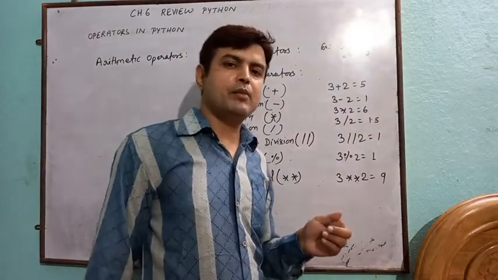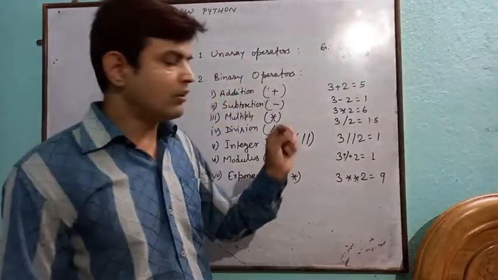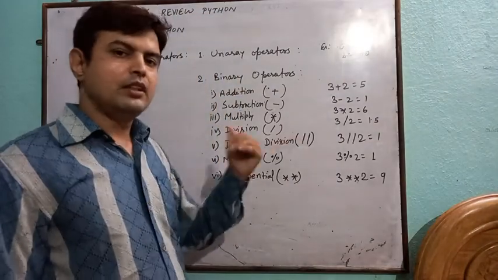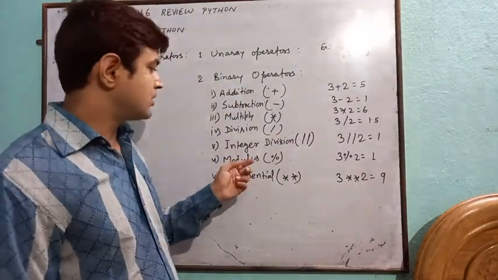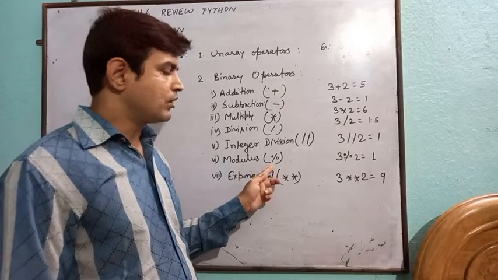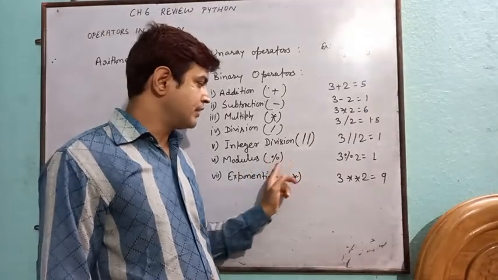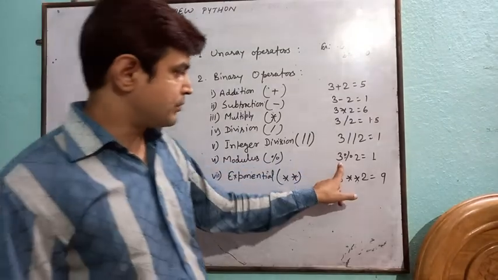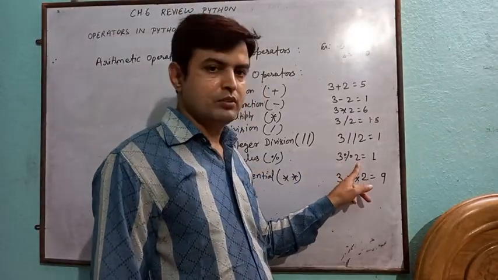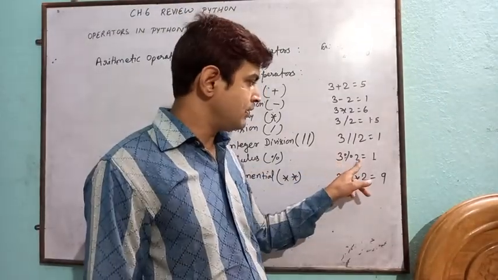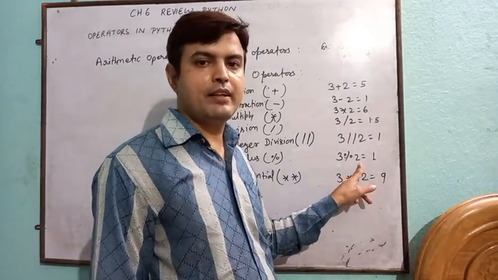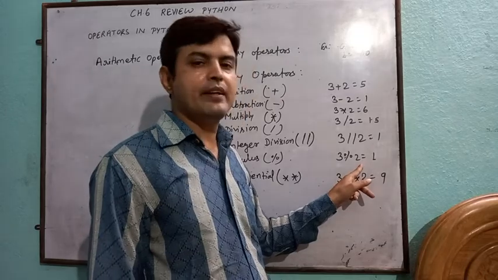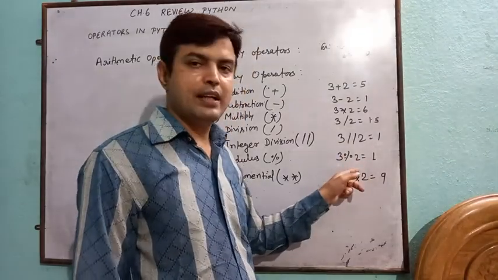Sometimes in computer programming, we need to find only the whole part of the quotient, and we ignore the remainder. The next is the modulus operator. Percent is the modulus operator, and it gives the remainder. Just consider this expression, 3 % 2. It means when we divide 3 by 2, what will be the remainder? It is 1. So it will give the remainder of the given expression.